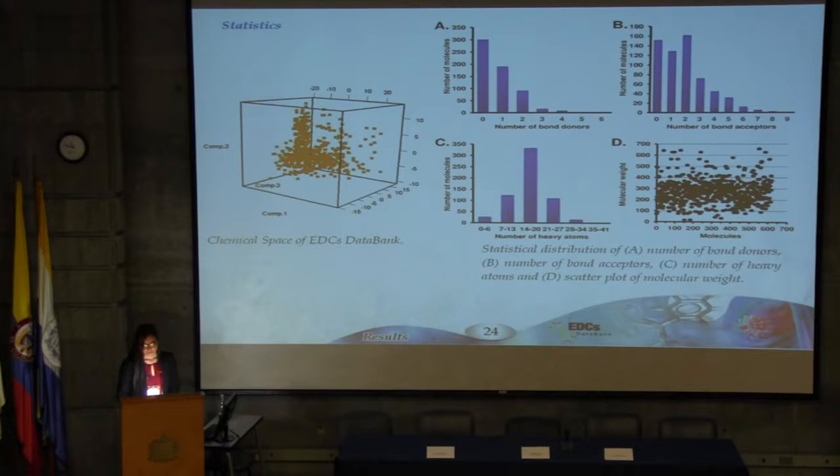This was a statistical analysis that was made only for examination of the data contained in it. Here we can find the chemical space of the compounds. Each point represents a compound, and here we can find the three principal components of each of the EDCs. Here we can see the distribution of the numbers of bond donors, numbers of bond acceptors, numbers of heavy atoms, as well as the molecular weights of the compounds. We can say that most of the compounds are low molecular weight compounds.